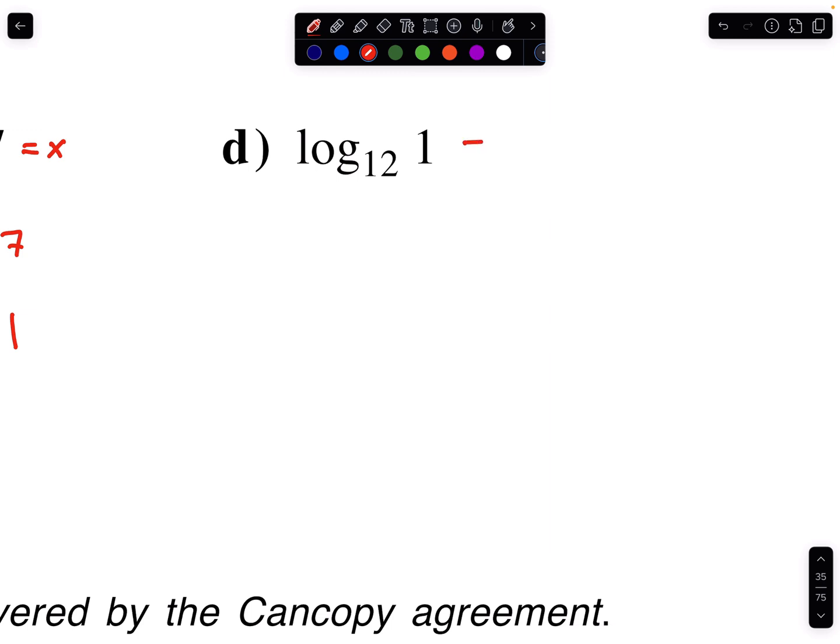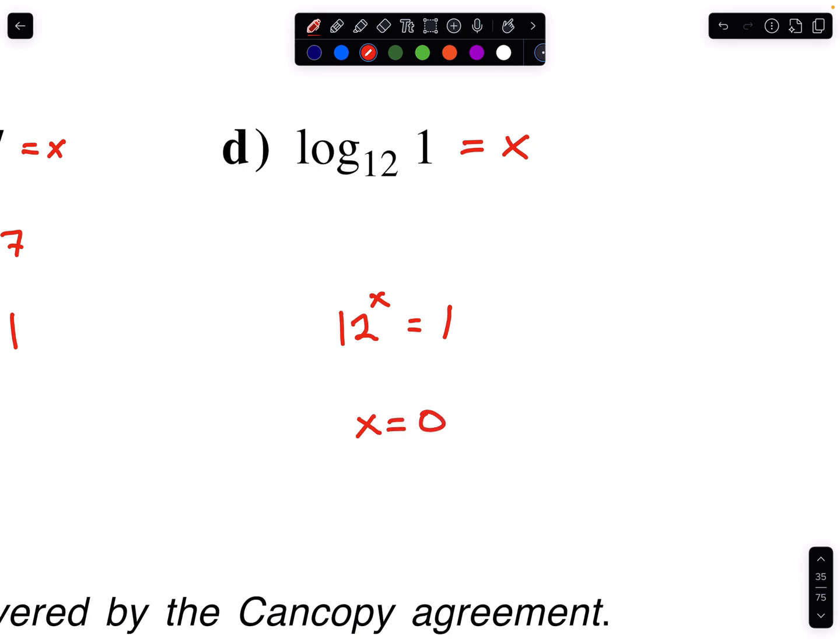Okay, back over here, we have 12 raised to the x. Remember, the base stays the base, is equal to 1. And this is just something that we learned back in grade 10. Anything raised to the 0 is going to be 1. So this is just x equals 0 here.